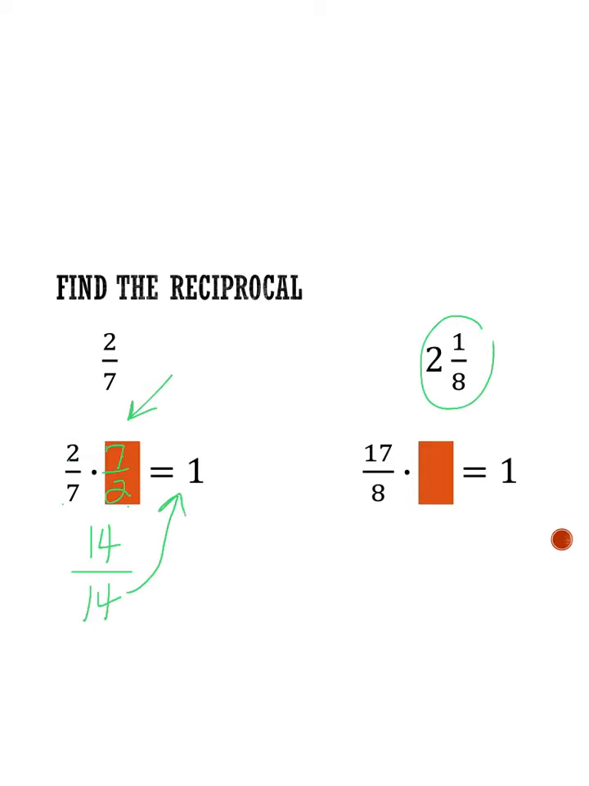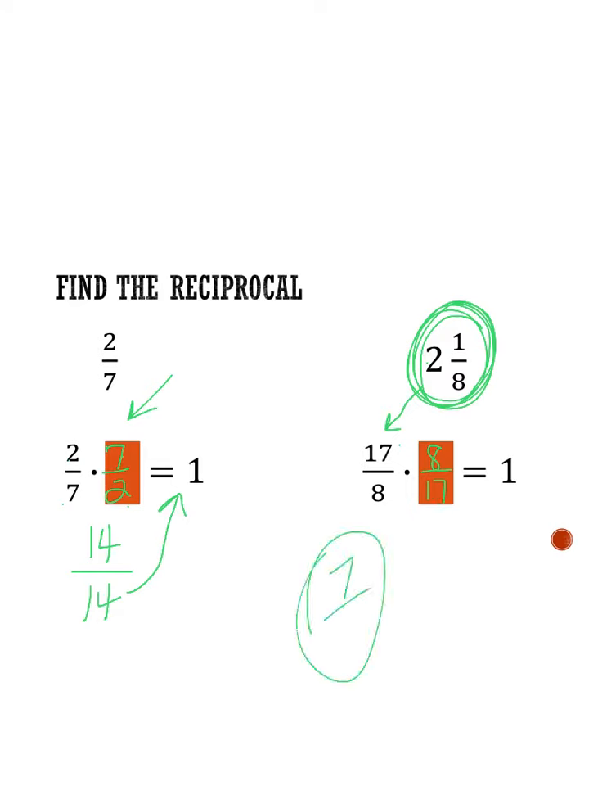When you have a mixed number, when you're dealing with multiplication and division, you're always going to change that to the fraction version. 2 times 8 is 16 plus 1 is 17/8. So to find the reciprocal, we just flip the numerator and denominator. 8/17 is the reciprocal of 17/8, because 17 times 8 is the same thing as 8 times 17. I'm not going to do the math on that one, but you know what I'm talking about. So reciprocal is generally flip it over.